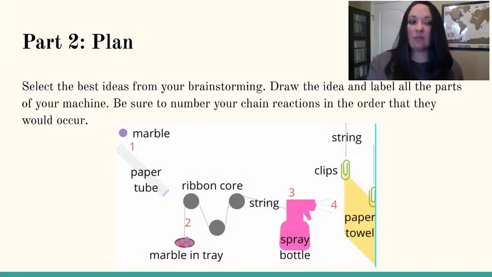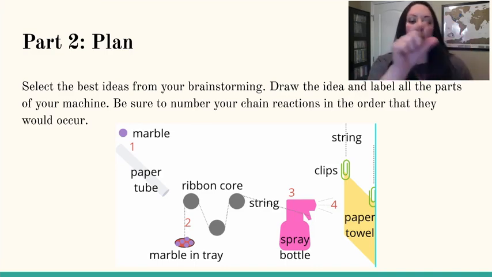Now the second part of part 2, so we have to plan it out, is going to be to actually draw the idea out. And we're going to draw it, label it, and make sure that you number your chain reactions in the order that they are going to occur. So you can see here I have all of my items labeled as what they are. I've got my chain reactions labeled as well. So my red numbers there indicate what I want to happen.